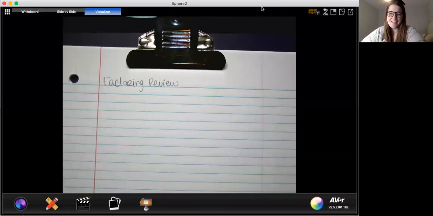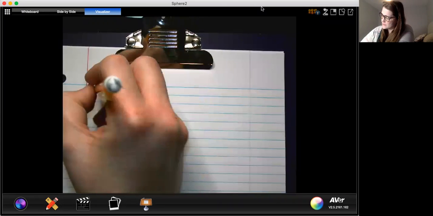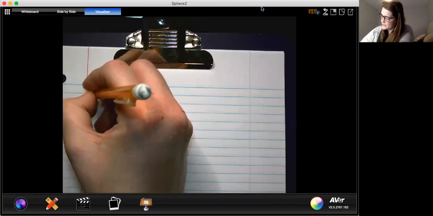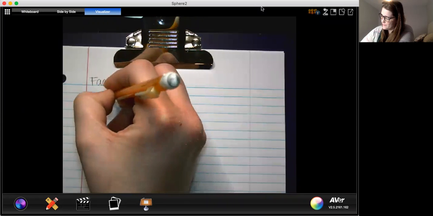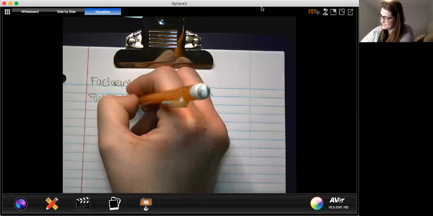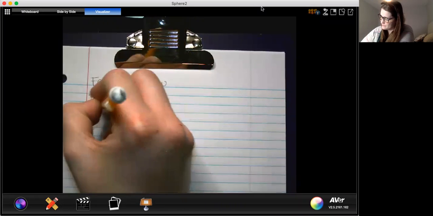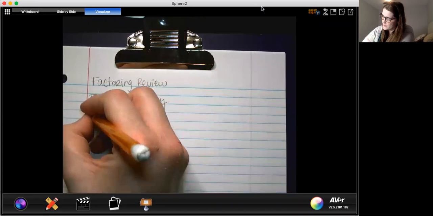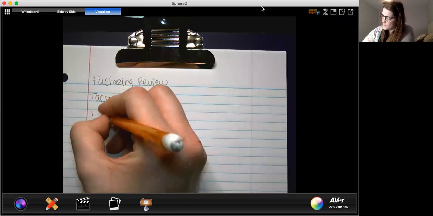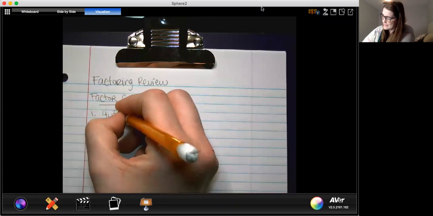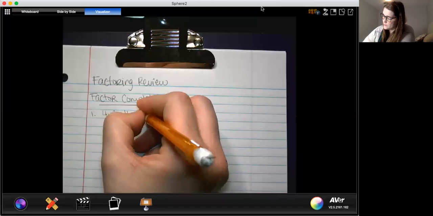Okay, good morning, everyone. So, we are going to start off with a factoring review for today. Okay, and so, of course, the instructions are always to factor completely. Number one, 4y squared minus 16y cubed.